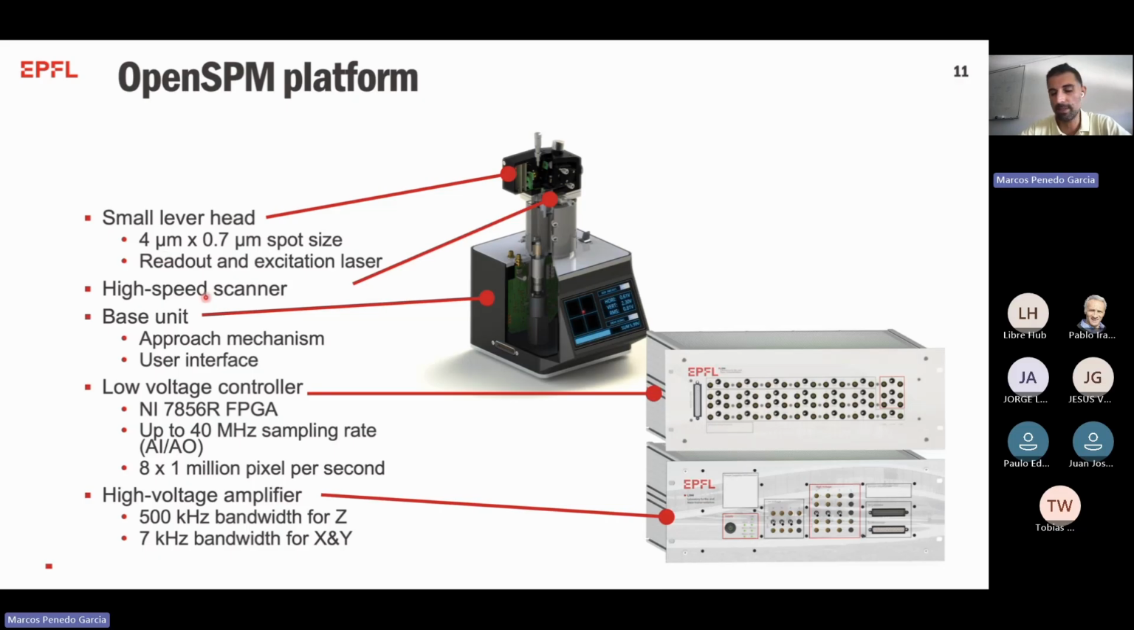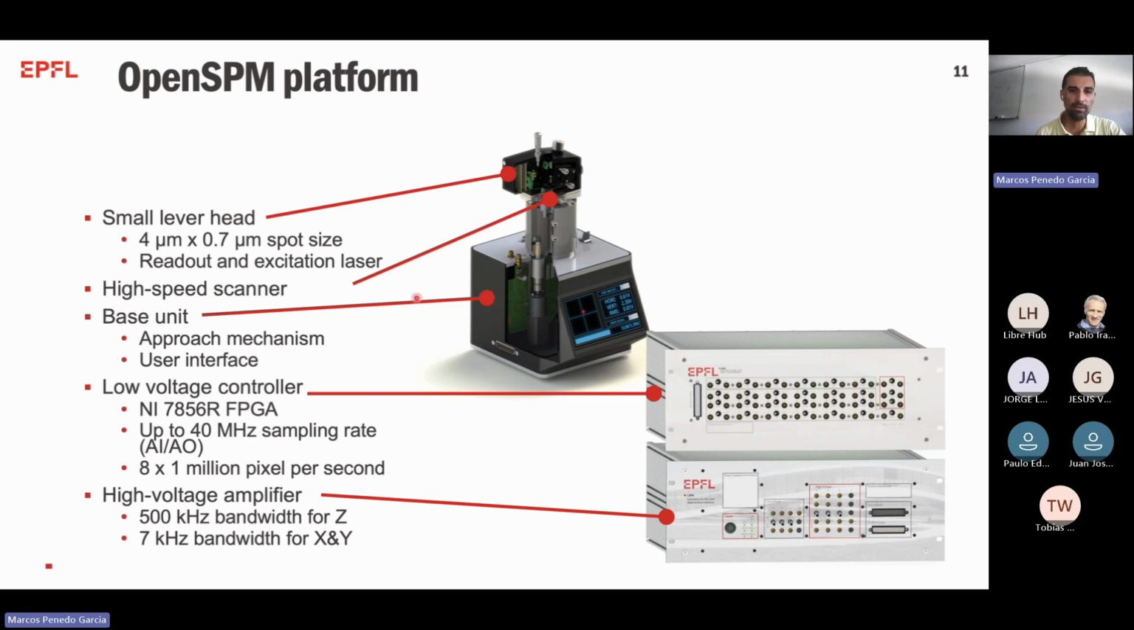Then you have a high-speed scanner that has a special configuration that can reach higher frequencies, with resonance frequencies in XY higher than a few kilohertz, and in Z higher than 50 or 100 kilohertz. With that, of course, you can do high feedbacks and you can image fast.